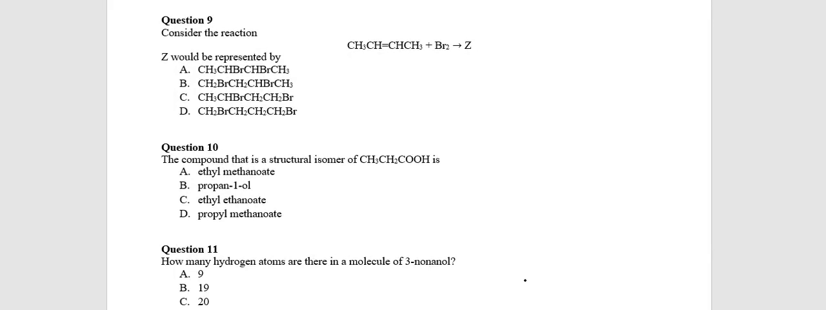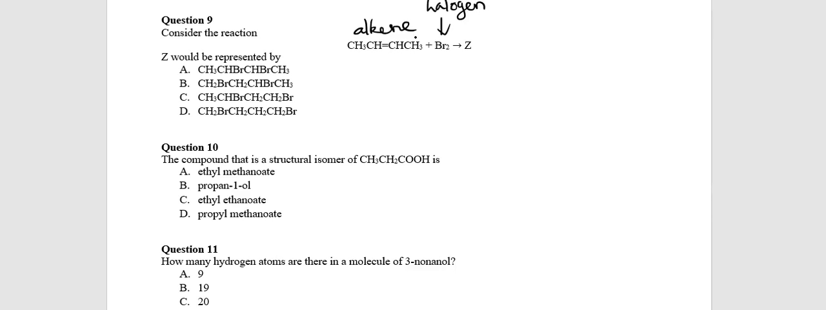Question 9. Ooh, I like this. Alright. Consider the following reaction. I'm going to move the cursor down here just to be safe, because sometimes it does this weird thing. Oh, alright. You need to work out what Z is. Now, if you look, this is an alkene. And you know that it is an alkene because the double bond is actually shown very clearly. And the alkene here is reacting with a halogen.